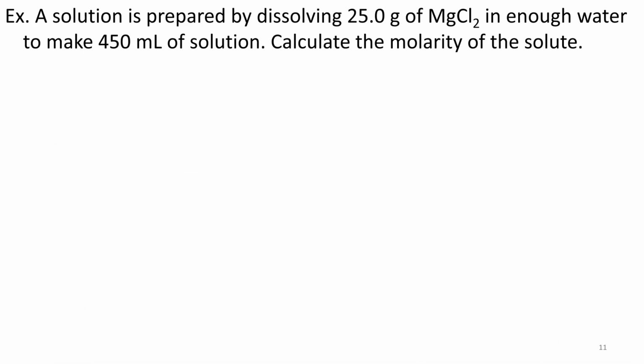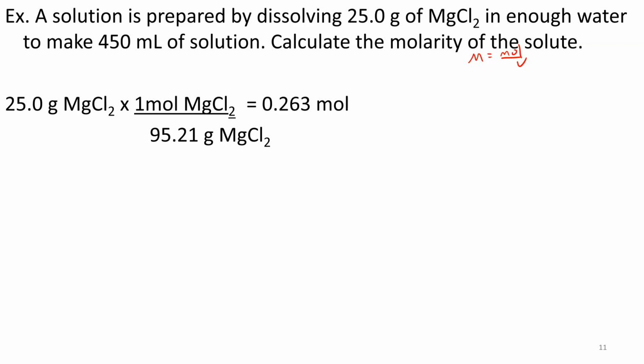So I have 25 grams of magnesium chloride, and you're trying to make a 450 milliliter solution. So they're looking for molarity. The first thing in your mind when you say molarity, just write the formula down: moles over volume. And then just forget the number. So how do I get moles? Well, for magnesium chloride, I do 25 divided by 95.21.